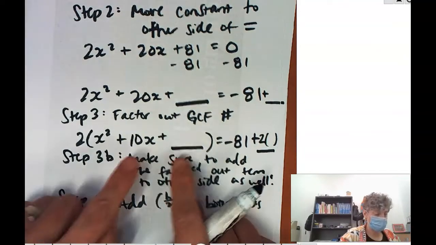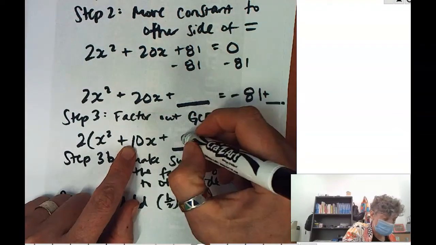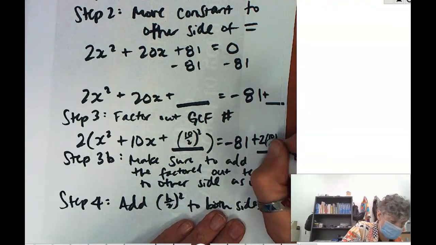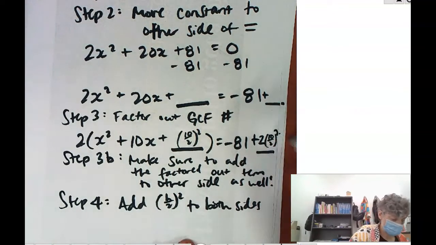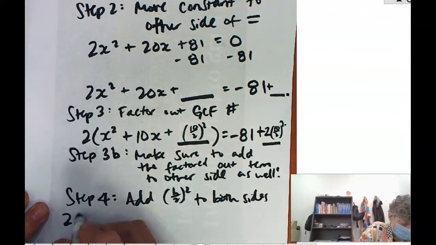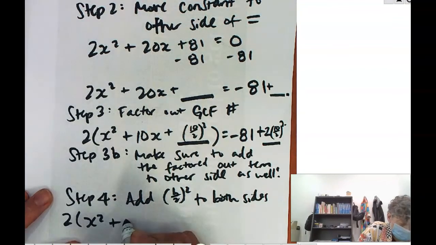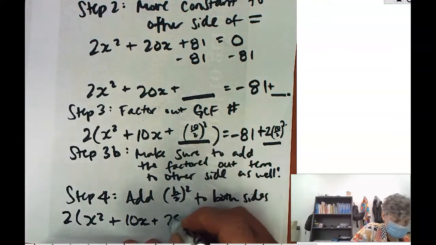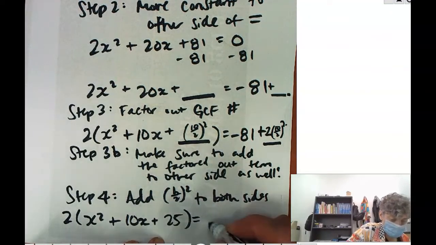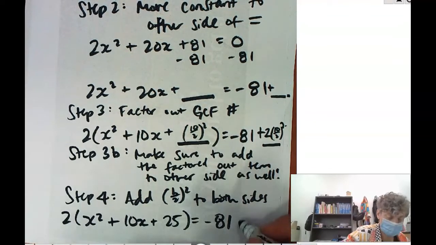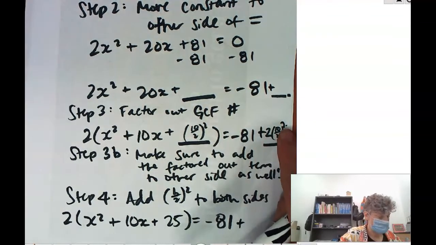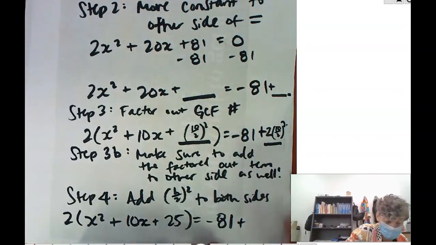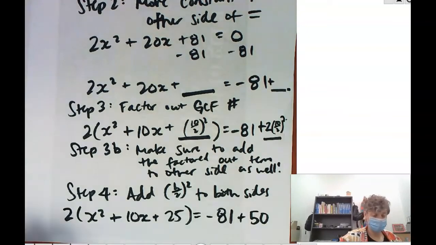Okay, so our b is now 10. So we're going to add (10 over 2) squared to both sides. So we have 2 times x squared plus 10x plus 10 over 2 is 5 squared is 25. And an equal negative 81 plus 2 times (10 over 2) squared. Our 10 over 2 was 5, squared was 25, times 2 is 50, right?